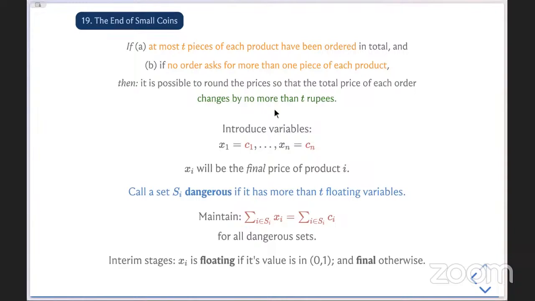Now notice that this sum is actually over all the products in the set Si. It's not only over the floating products, it's over all products. I'm only going to focus on dangerous sets. When is a set dangerous? I go into the set, and for each product, I ask, is the variable that's representing you currently floating or final? Some will say I have been finalized, some will say I'm still floating. So in an order, if the number of products who say I'm still floating is more than T, then that order is dangerous. Is the definition of a dangerous order or a dangerous set clear?